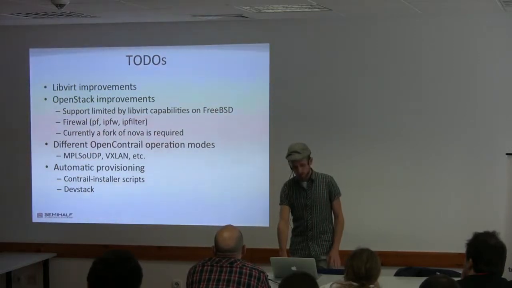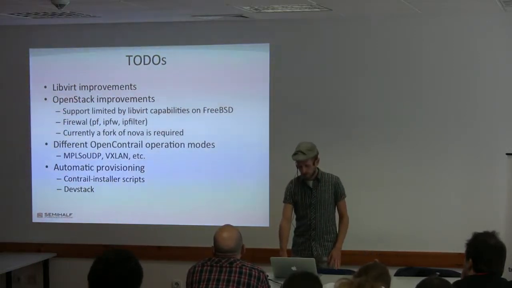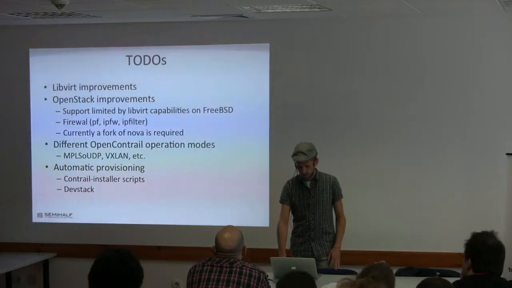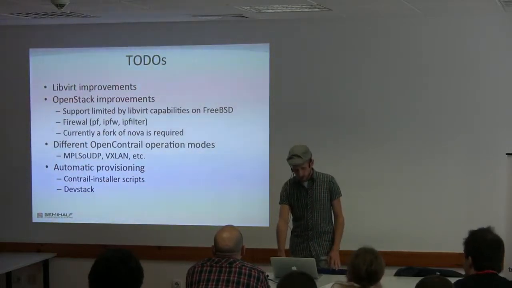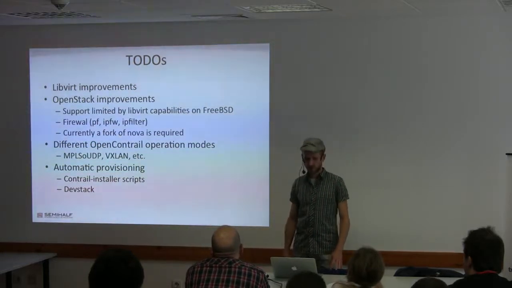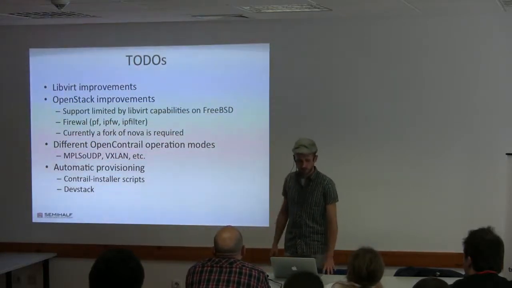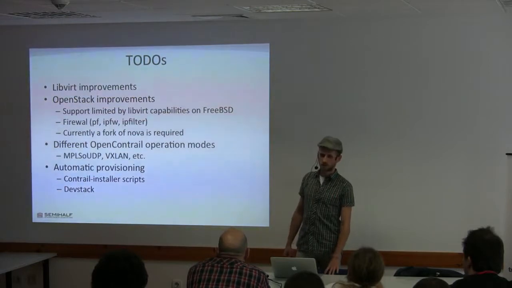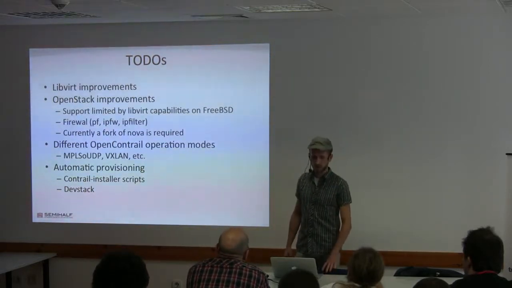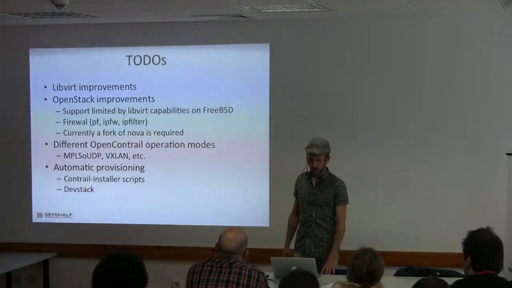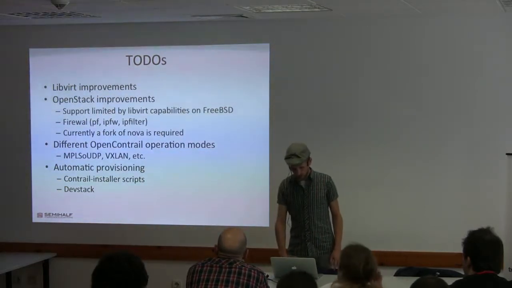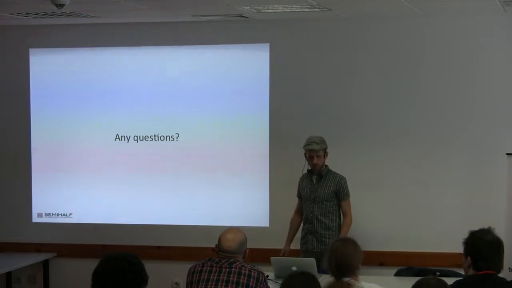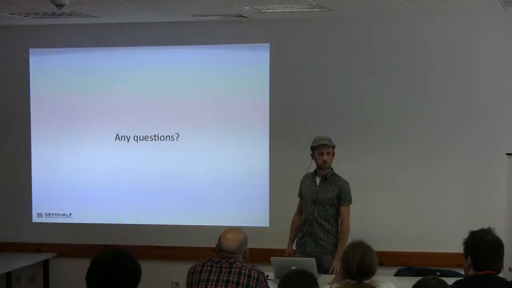We also don't support MPLS over UDP and VXLANs, which are supported on the Linux platform. So this also has to be done, and a lot of work has to be put into the automatic provisioning, so into DevStack and Contrail installer scripts, because on FreeBSD they are still suffering from many issues. And that's actually all I have prepared. If somebody has any questions, I'll be happy to answer.